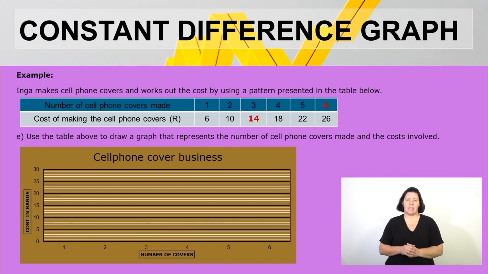And then the question says, use the table above to draw the graph that represents the number of cell phone covers made and the cost involved. So remember, our graph will start at 6 Rand. There are these small lines in between. And then we will have to draw the graph.